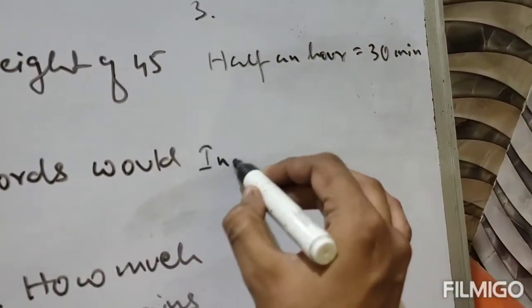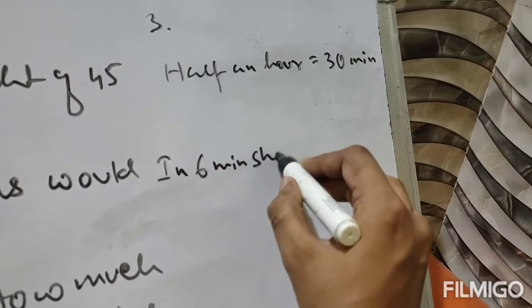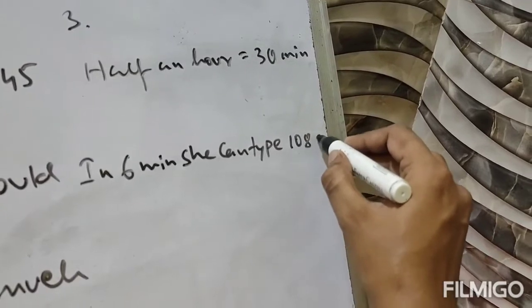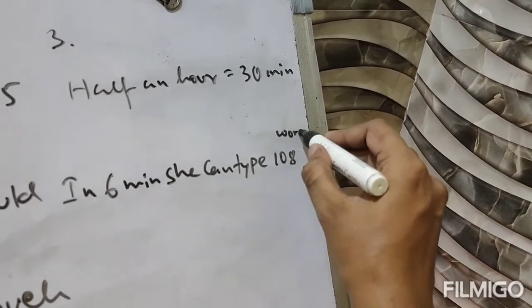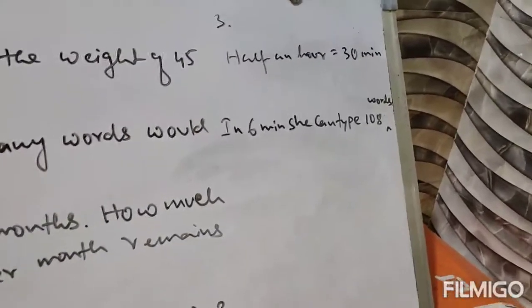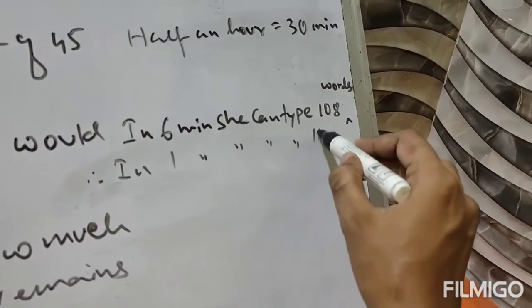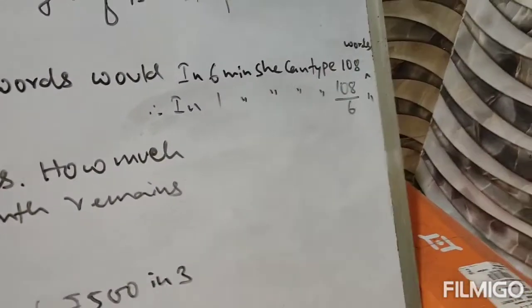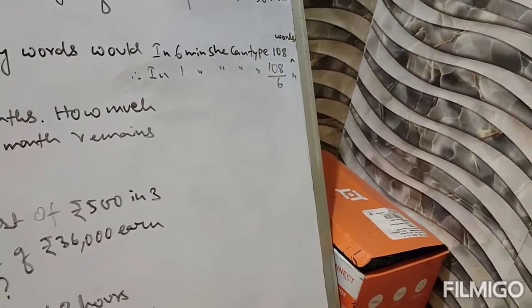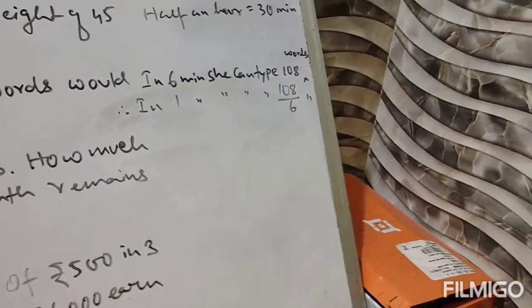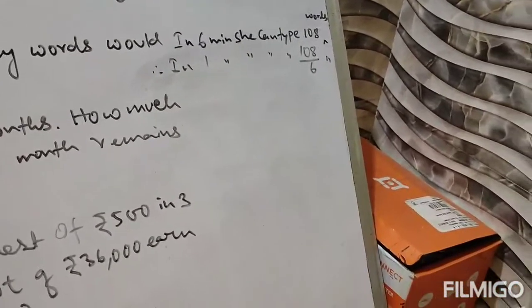So write: in 6 minutes she can type 108 words. Therefore in 1 minute how many words can she type? 108 by 6 words, because time decreases from 6 minutes to 1 minute, therefore the number of words typed will also decrease, because in 1 minute she will type fewer words than 108. So if fewer words, that means it will divide. Less means divide, more means multiply.